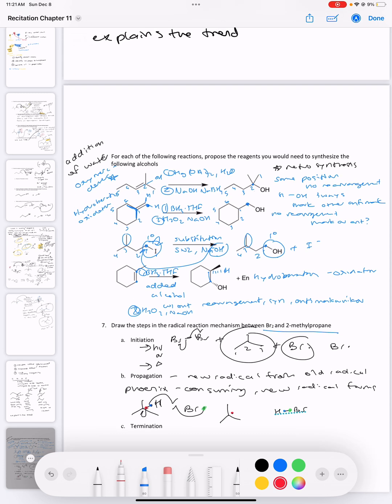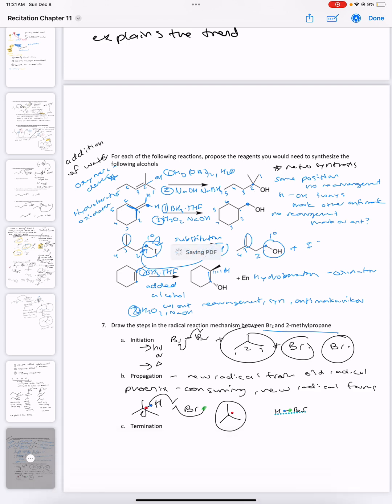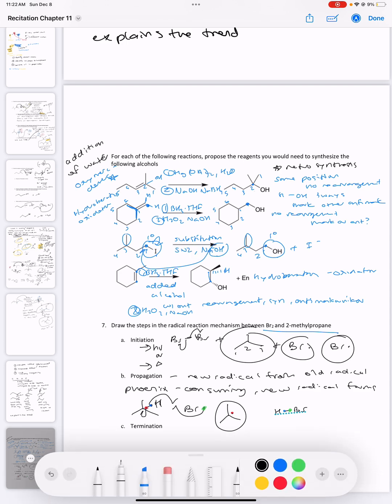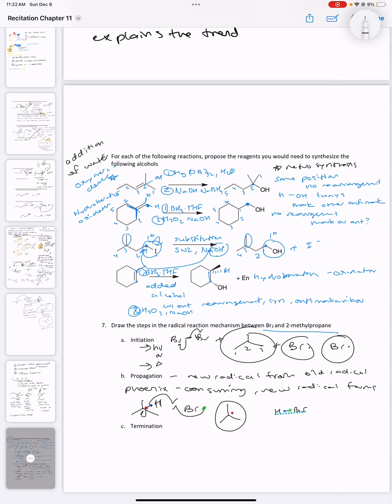And then a termination step would be adding 2 radical species together to end the radical reaction. So how do I make this go away? Oh, I think like that. Okay, like this, and I can move it up there. Yeah, okay. So if we had this radical species from here, and the other Br from here, these two could combine and make a bromine.